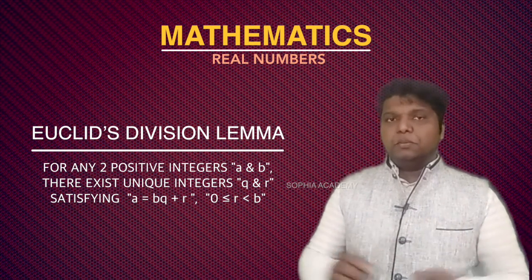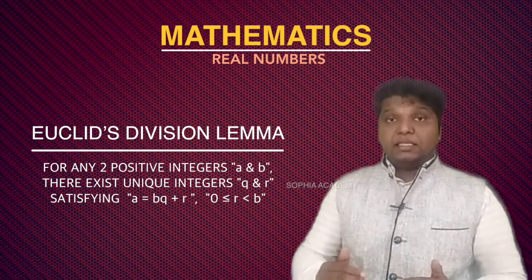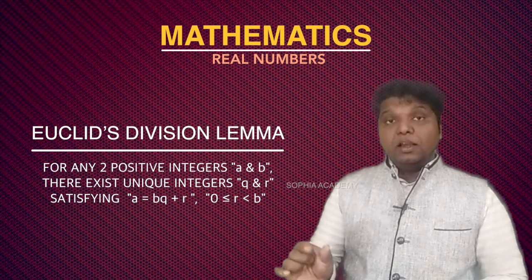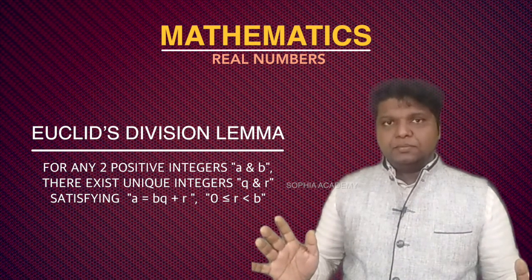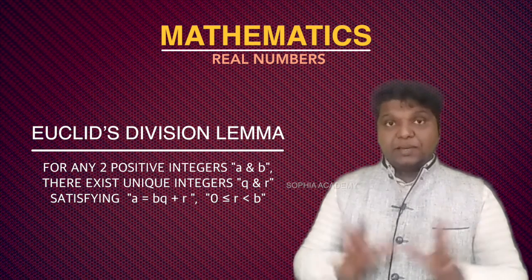Keep this in mind, it's very important, because when you are dividing something, if you get a remainder which is bigger than the divisor, then you have made a mistake. We can understand that very quickly.